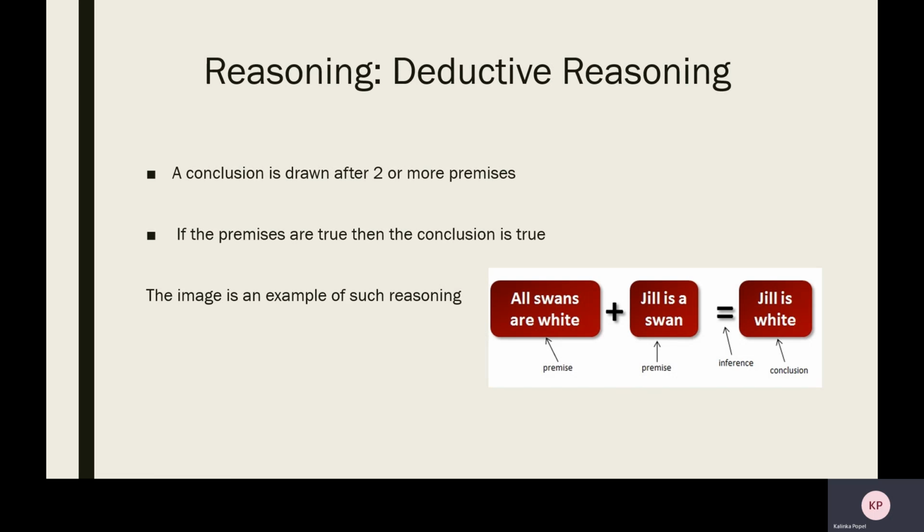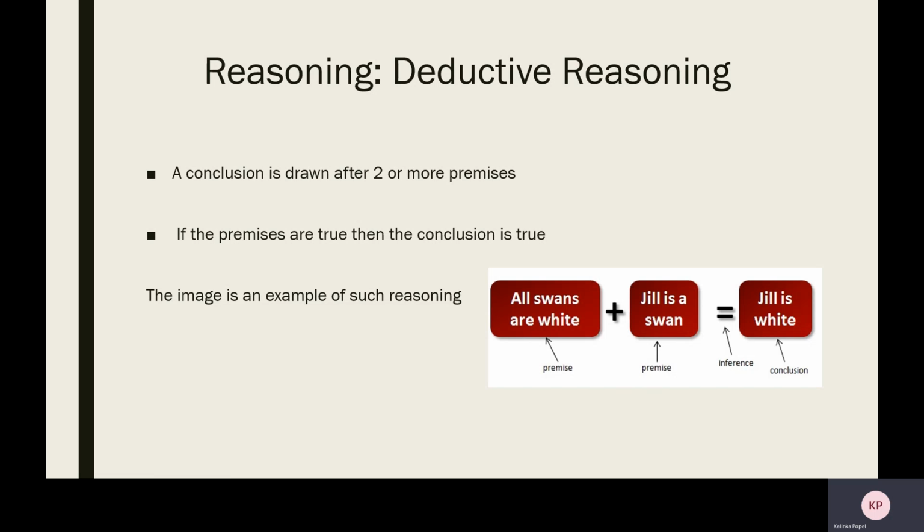So we have deductive reasoning and inductive reasoning. Deductive reasoning deals with the fact that a conclusion is drawn after two or more premises. So if a premise is true, then the conclusion is going to be true. For example, all swans are white. Jill is a swan. Therefore, the conclusion is that Jill is white.